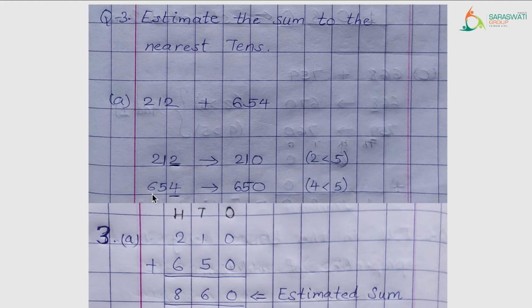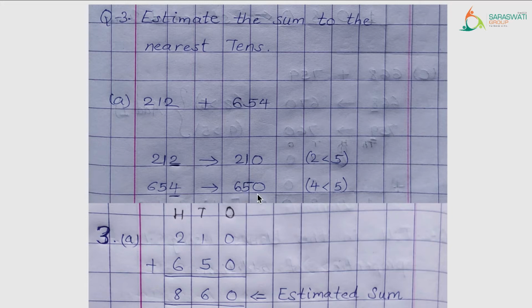Now in the number 654, the ones place has 4 and 4 is less than 5. So what will happen? The last digit will be replaced by 0, right? And the digits 6 and 5 stay as they are. So 650 is the rounded off number.